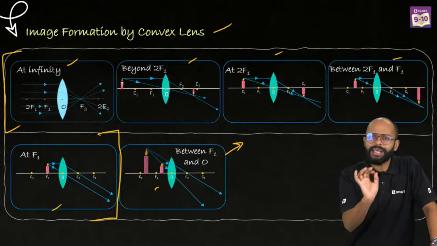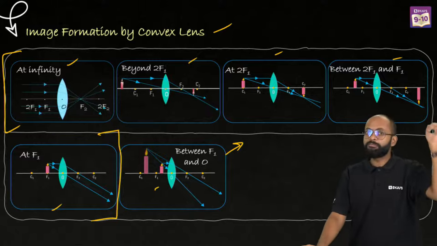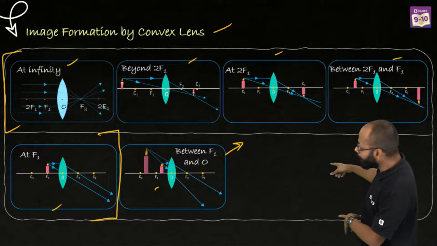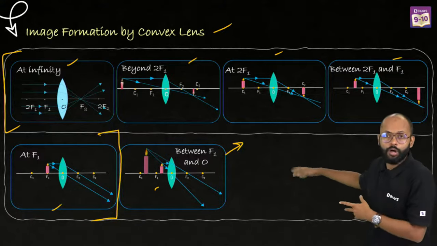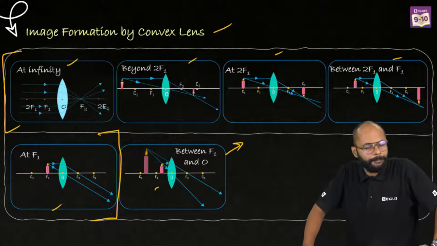Same. Bas ek difference hai. There is only one difference. In concave mirror, you were getting an image on the right, inside the mirror. Here you are getting an image on the same side of the object. Ye difference hai, otherwise it's all fine. Okay? Clear hai?